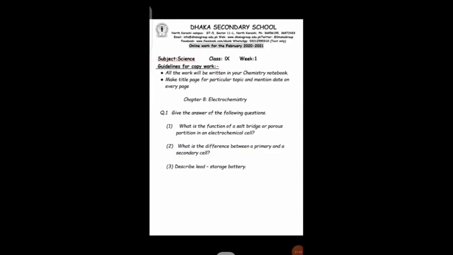Now this is the work which you have to complete in your chemistry copy. These are the 3 questions which you have to do in your chemistry copy.